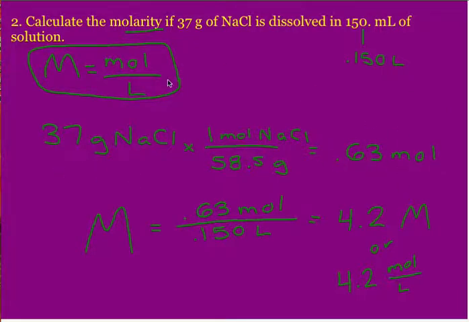And then the only other thing I need is my liters. You can see here what I did is I just took my 150 mils, divided it by the 1,000 to do my metric conversion, and plugged it in here. So I have my moles of my salt divided by my liters of my whole solution, and I get either 4.2 big M or 4.2 moles per liter. And either of those are acceptable. They mean the exact same thing. It's just really a personal preference on that one.